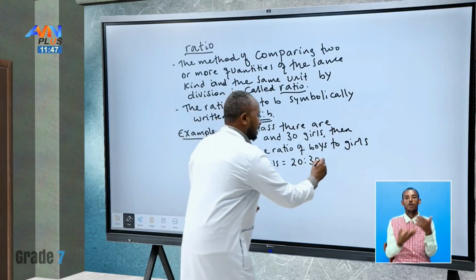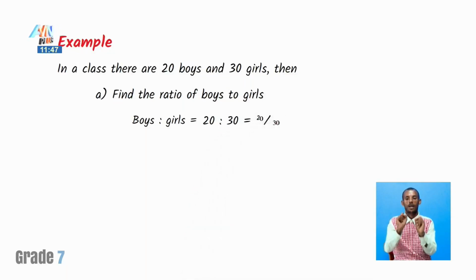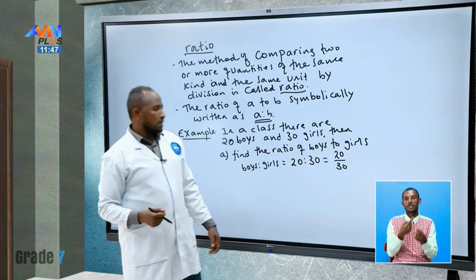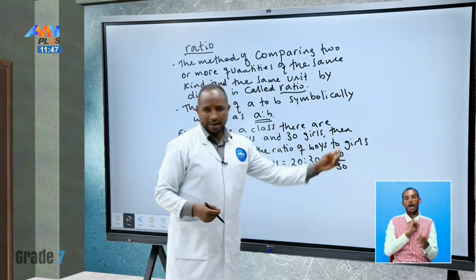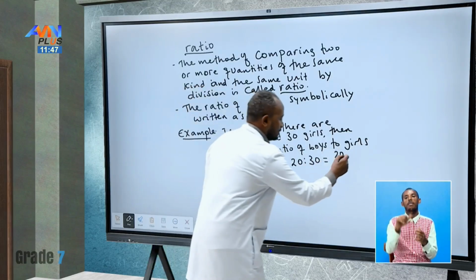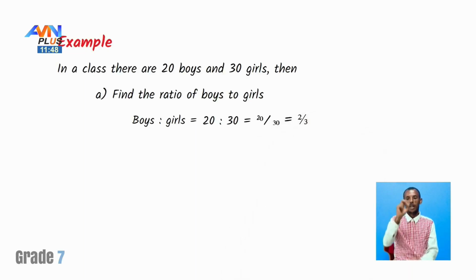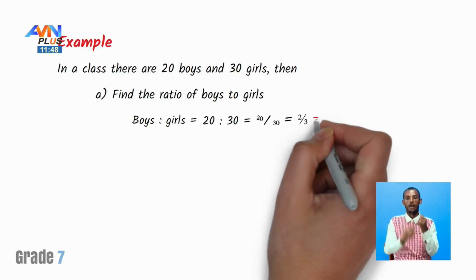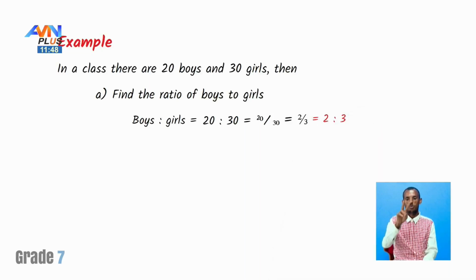So let's write this in this form, 20 over 30, and let's convert this into lowest term. As you can see, both are multiples of 10, so I can divide both by 10. When you divide this by 10, you will have 2, and by 10, you will have 3, or simply cancel out zeros, you will have 2 over 3, and finally, you write the ratio in this form, 2:3. This will be the answer.